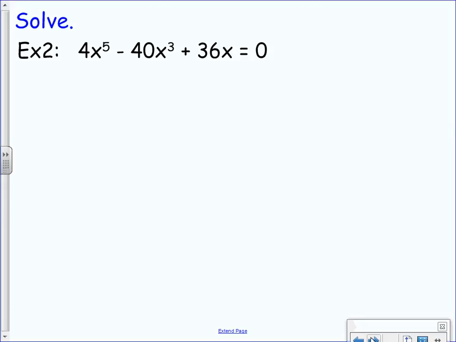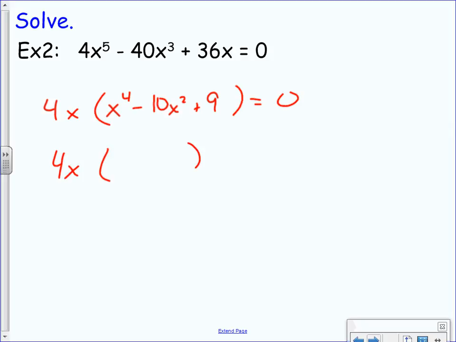Let's do it. Step 1: GCF, so 4x. Take away 4x from x to the 5th, you're left with x to the 4th minus 10x squared plus 9. Now, how do we break this up? X squared minus 1, x squared minus 9.